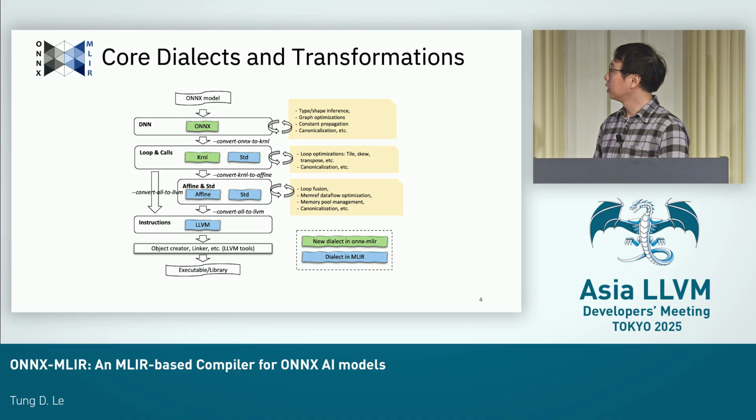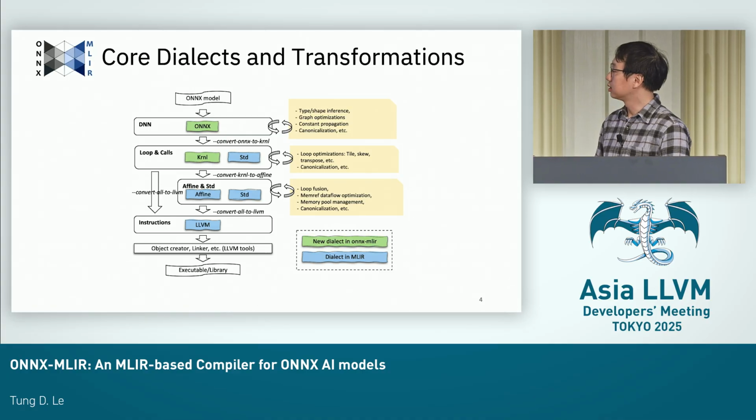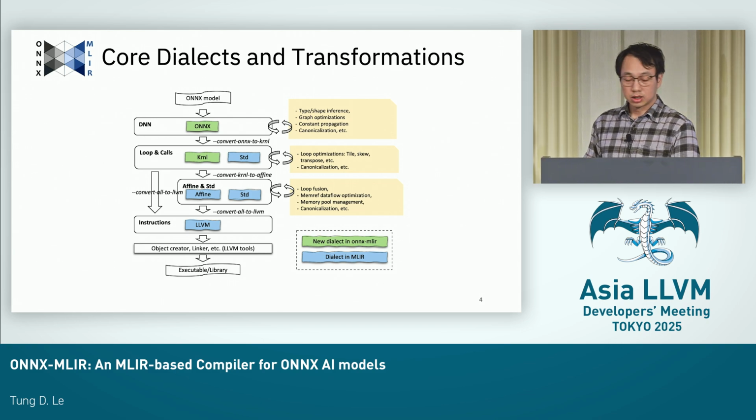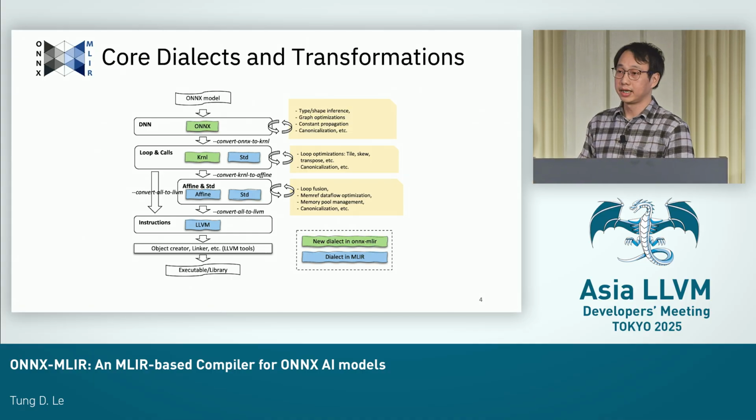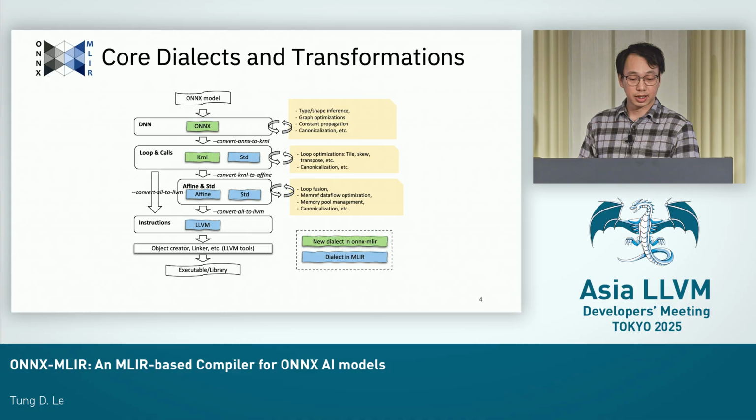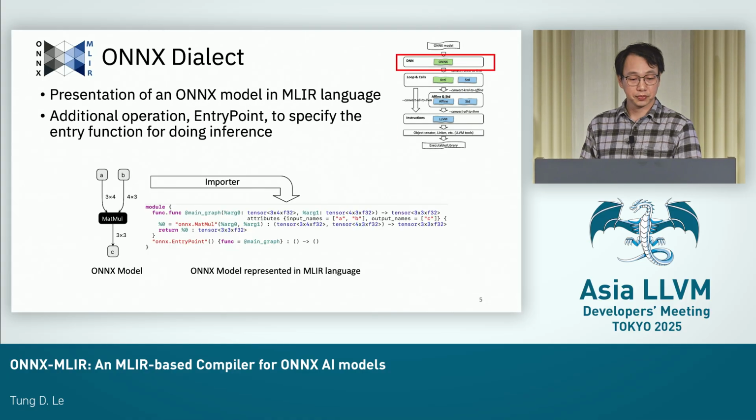After that, we lower to the standard dialects in MLIR, which are affine and standard. And finally, we lower to LLVM, and then we use LLVM tools to do the low-level optimization and generate the executable binary. So in summary, in this framework we propose two new dialects, ONNX and kernel. And I would like to introduce them.